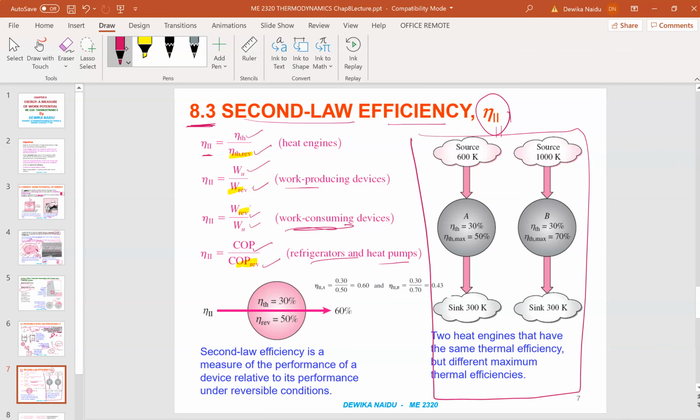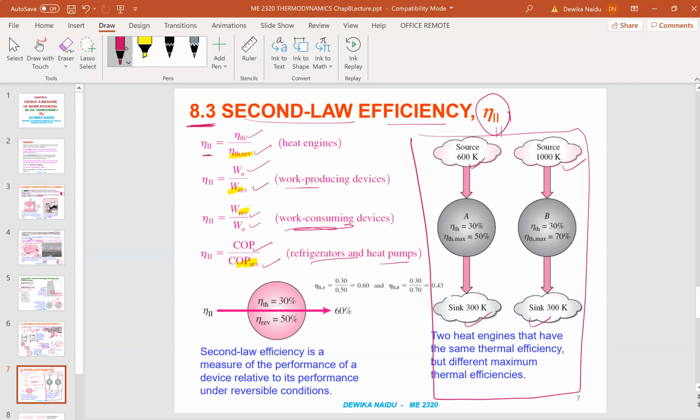Consider two heat engines, both having a thermal efficiency of 30%. Heat engine A is supplied by a heat source of 600 and the other by 1000. So this is 600, this is 1000. Both engines reject heat to the medium at 300 and 300. At first glance both engines seem to convert the same fraction of the heat they receive to work, so are they performing equally well?